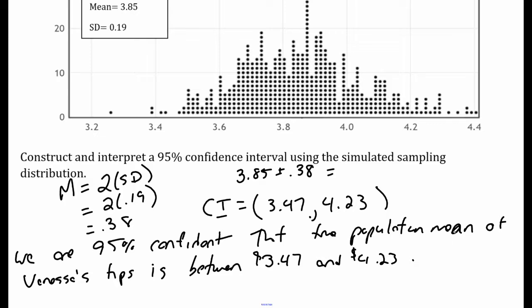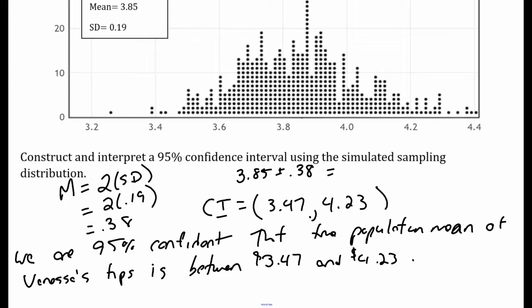Notice how I used a couple things here. We're dealing with population means, we're not dealing with proportions. We're not saying what proportion of our tips are bigger than $4. We're saying what's the average tip that she got. So we're working with a mean here. I use the context of Vanessa's tips, and I use units with those numbers. I didn't just say 3.47 to 4.23. I said $3.47 and $4.23.